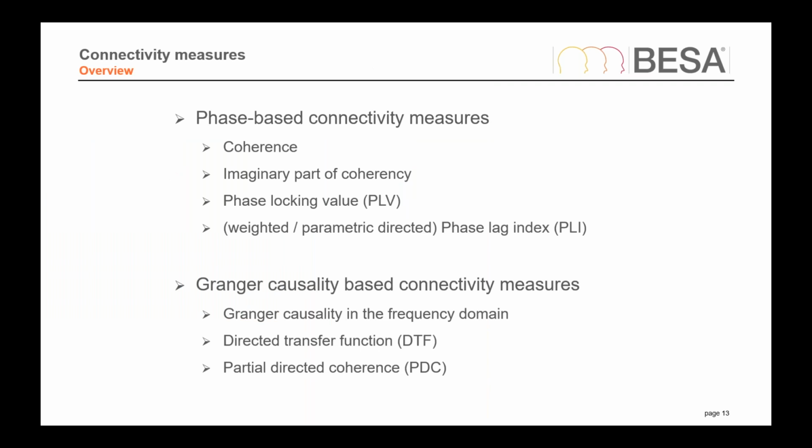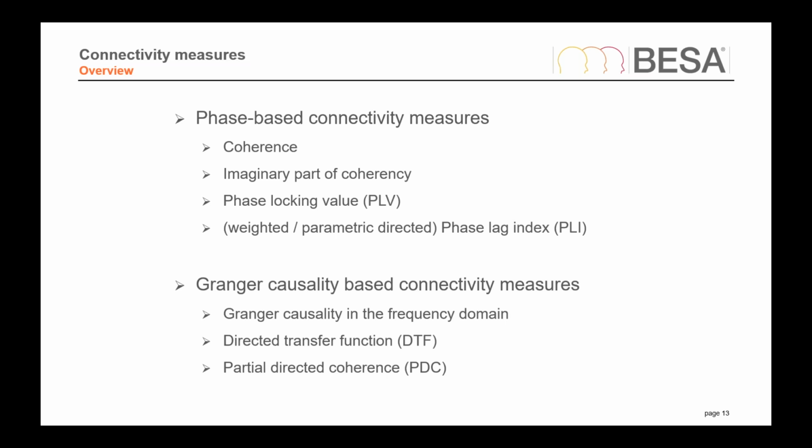Many connectivity measures are phase-based measures. This means they use the relative phase between two channels in the connectivity calculation. And in order to do this, we need the real and imaginary parts of the wavelets. Typical phase-based connectivity measures are coherence, imaginary part of coherency, phase locking value, and various types of phase lag index.